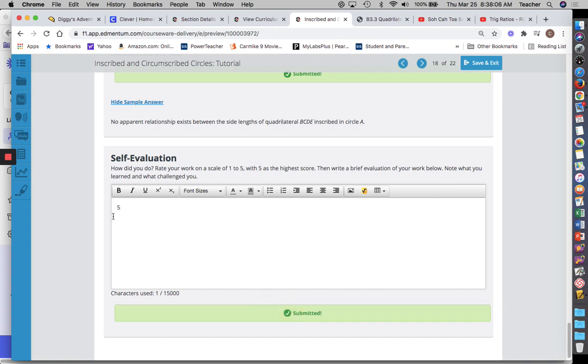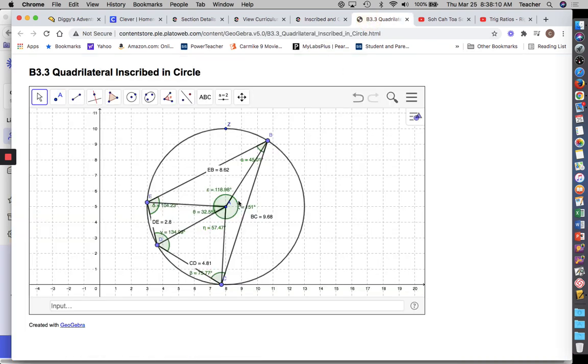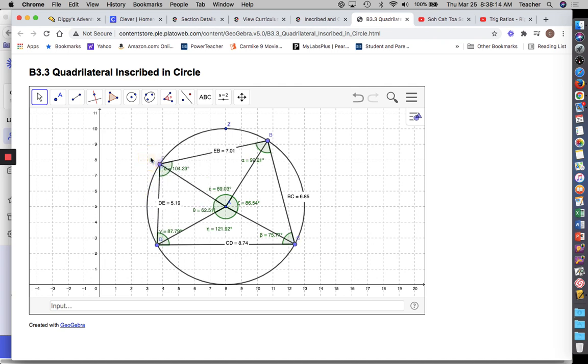All right, so the takeaway from this, really, honestly, the takeaway is to realize that these opposite angles, let me move it so it looks like a better picture. These opposite angles, E and C, will add up to be 180. These opposite angles, D and B, will add up to be 180 degrees. That's the takeaway. That's it.